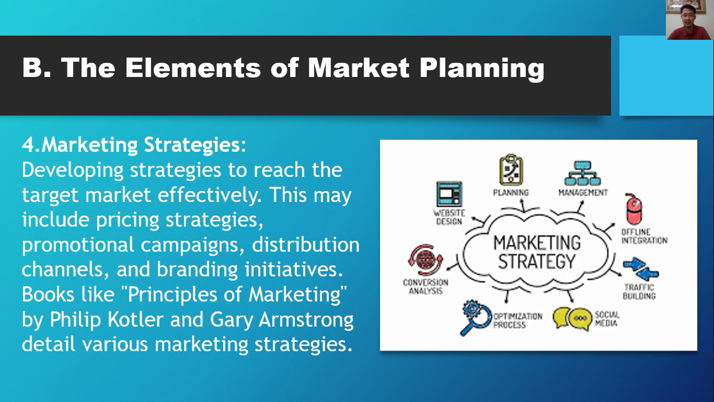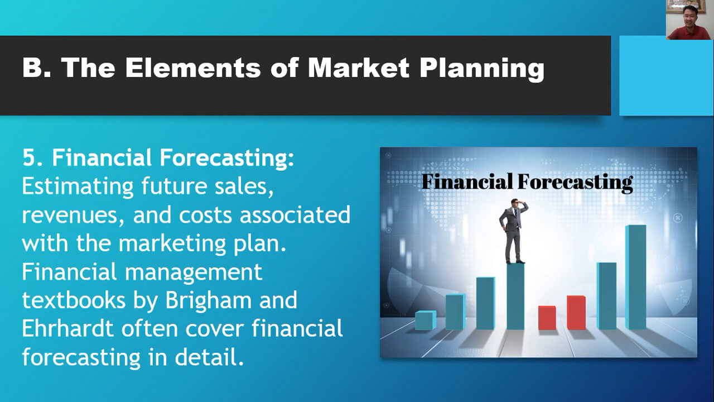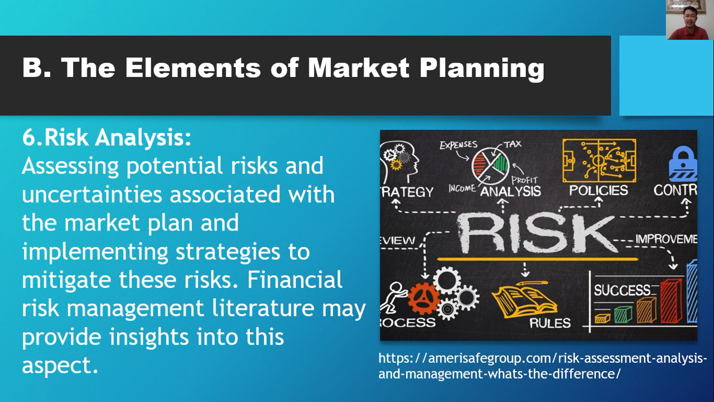And then in our financial forecasting, you need to have a forecast of the increase or decrease of your investment or your profit. This means estimating your future sales, because our agricultural products are seasonal, and the revenues and costs associated with the marketing plan. The Financial Management textbook by Brigham and Ehrhardt often covers financial forecasting in detail. And then risk analysis, assessing potential risks and uncertainty associated with the marketing plan, and implementing strategies to mitigate these risks. Your financial risk management literature may provide insights into this aspect.